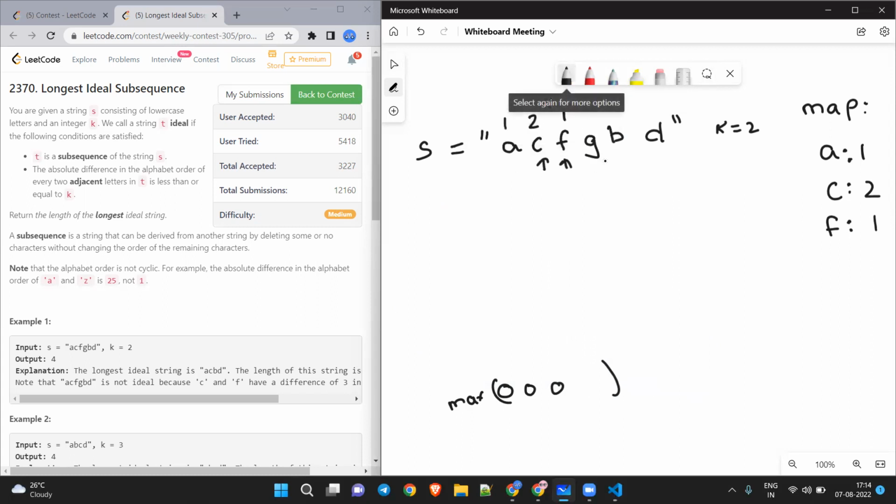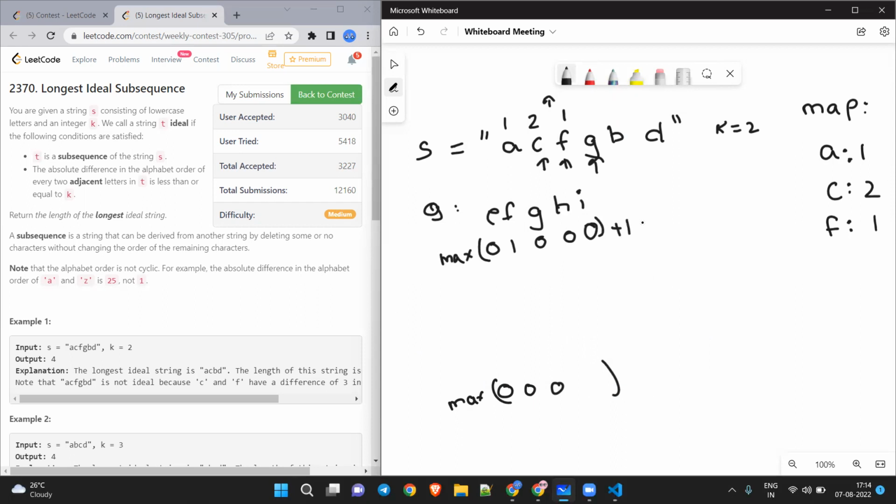So for the next index, G, the possible values are E, F, G, H, I. We try to find the values in our map. We get 0 for E. For F, we get 1. For G, 0. For H, 0. For I, 0. So the max of all these values would be 1. When we add 1, we get 2. We put 2 for G, add G to our map, and it becomes 2.